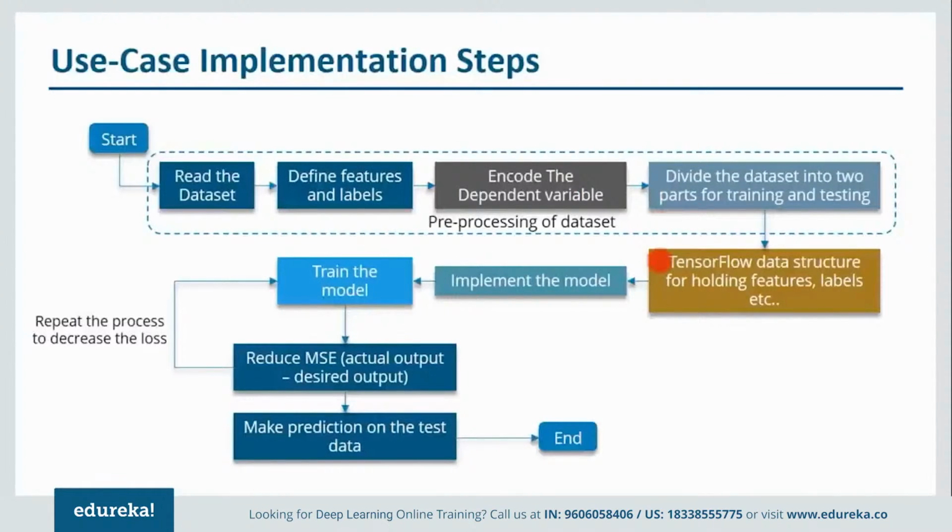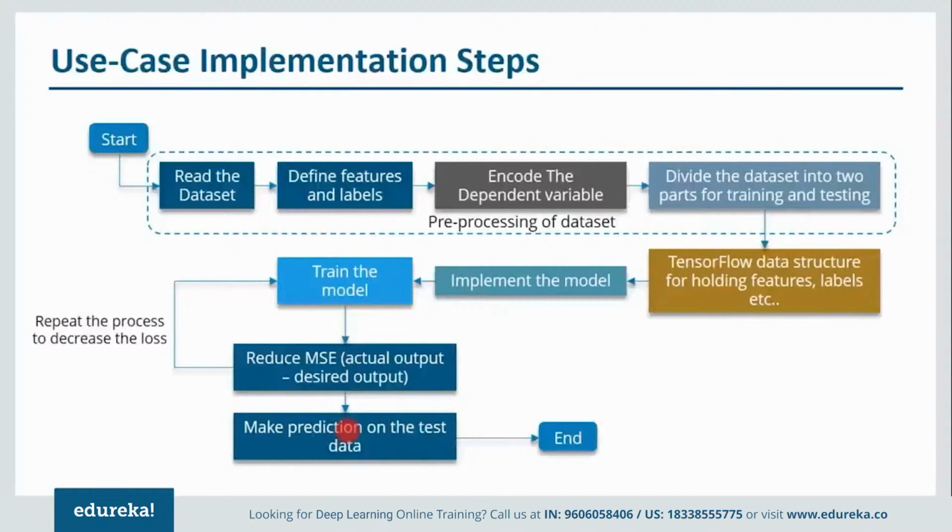After that we'll use TensorFlow data structures for holding features, labels, etc. And TensorFlow is nothing but a Python library that is used in order to implement deep learning models, or you can say neural networks. Then we'll write the code in order to implement the model. And once this is done, we will train our model on the training data. We'll calculate the error. Error is nothing but the difference between the model output and the actual output. And we'll try to reduce this error.